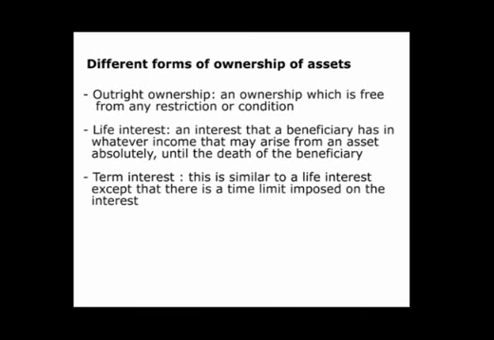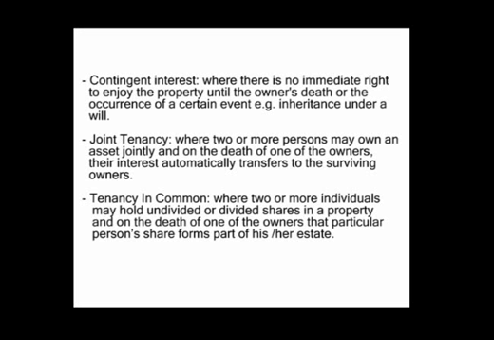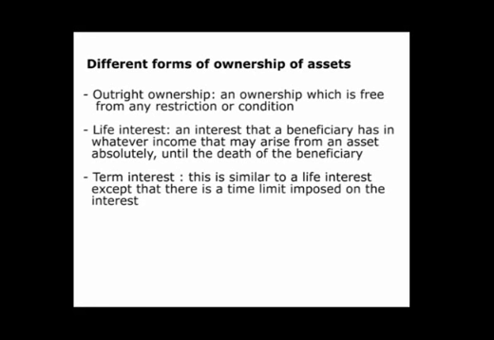There are different forms of ownership in addition. Now they include outright ownership, life interest, contingent interest, joint tenancy, and tenancy in common. Outright ownership is quite clear. It's an ownership which is free from any restriction. Life interest would be where the beneficiary has a right to, say, the income from a property throughout one's lifetime.